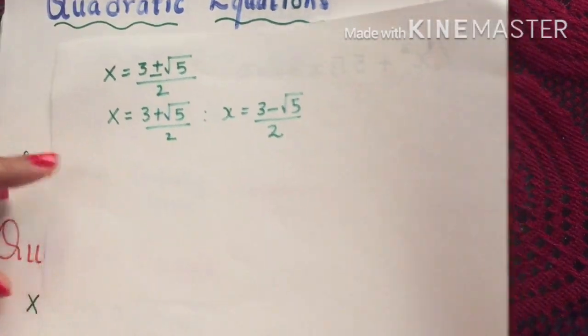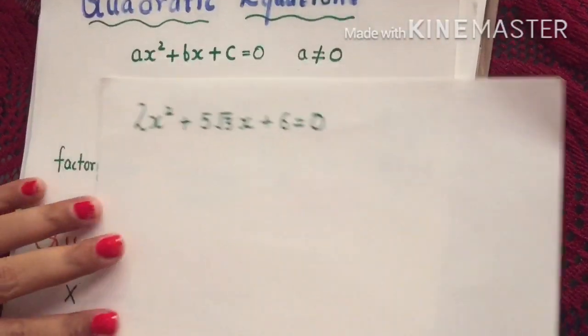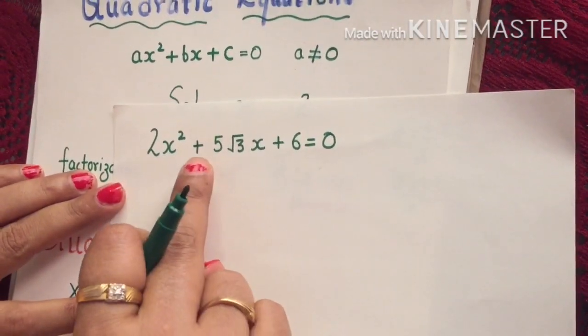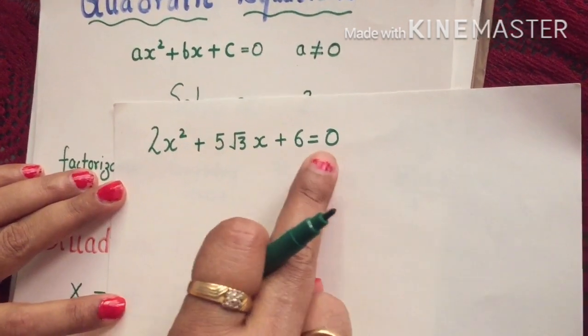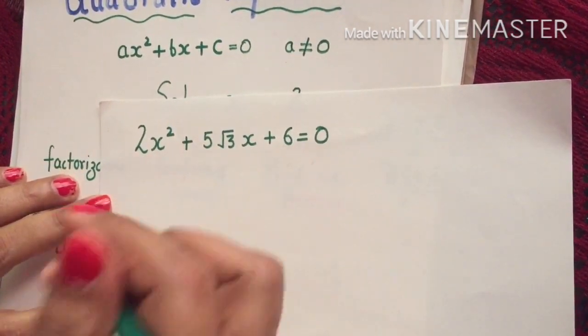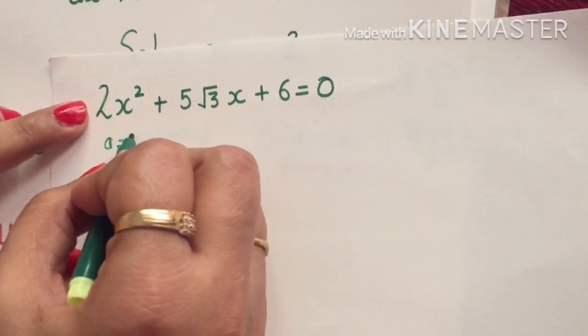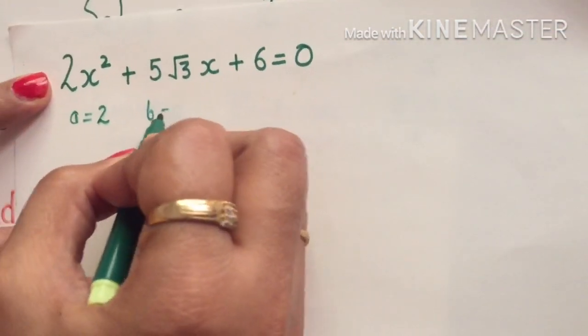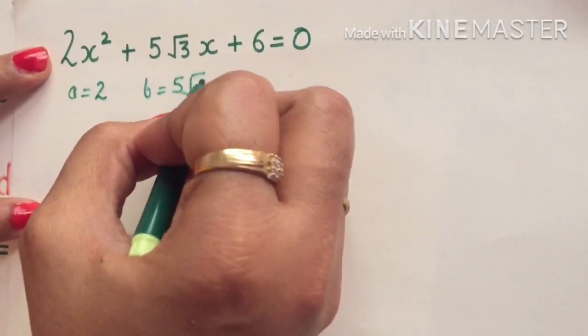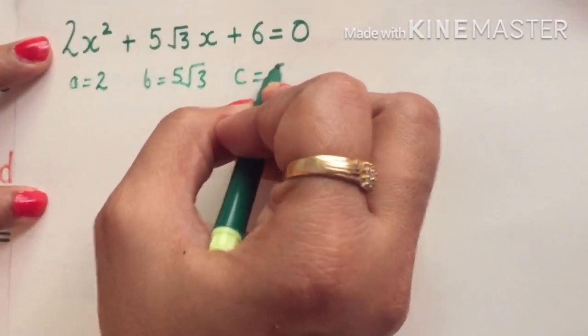We will have one more equation, and this time I have taken 2x square plus 5 root 3x plus 6 equals 0. Now what is the first step? We will write the value of a. So the value of a is 2, the value of b is 5 root 3, and the value of c is 6.